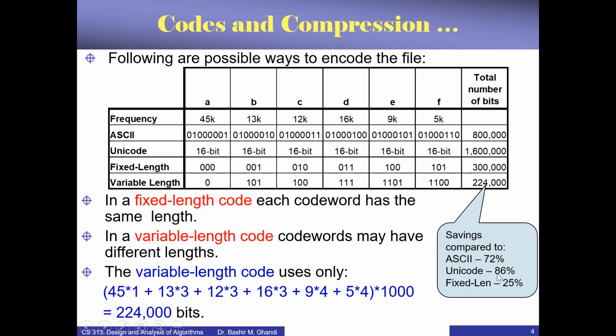So we achieve a 72% advantage, if you like, or compression. Whereas with Unicode it is even better. We will have achieved 86% in terms of compression, comparing our variable length encoding here against the Unicode. It is also still better than the fixed length, with a lower percentage of course, because we're not using many bits in the fixed length, only 3 bits. So the percentage gain will be 25%. So this is the idea of this encoding scheme.